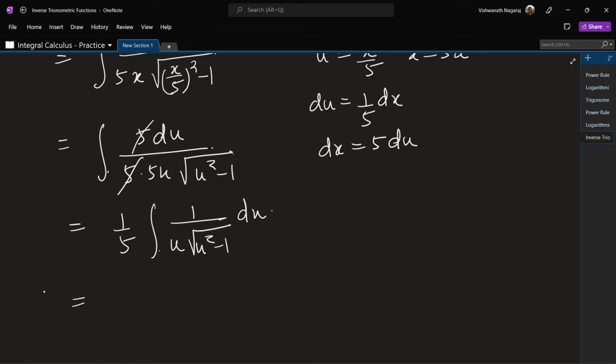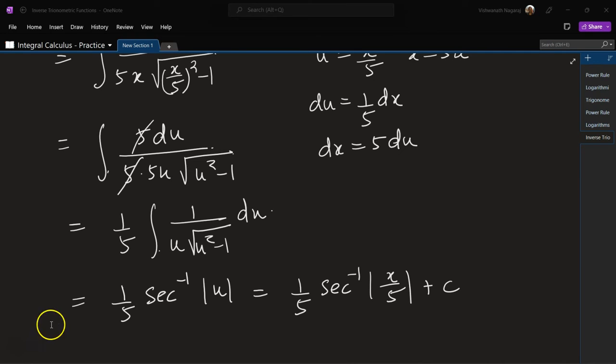is 1 by 5 sec inverse of u, or to be more precise we need to make it sec inverse of absolute value of u, and reverse substitution, sec inverse of absolute value of x by 5 plus c.